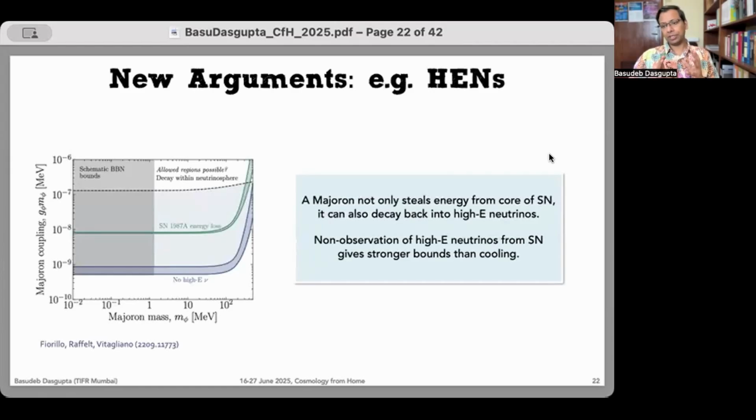Now, there are new arguments based on what happens to these neutrinos inside the stars and how they steal energy. So, for example, consider a Majoron-like particle. This is a pseudoscalar particle that couples to neutrinos, and it can steal energy from the center of the star, the way an axion would, but then it can also decay back into high energy neutrinos. And then these high energy neutrinos would be very easily detectable at our detectors. The fact that we don't see these high energy neutrinos from supernova 87A also puts bounds on such particles.